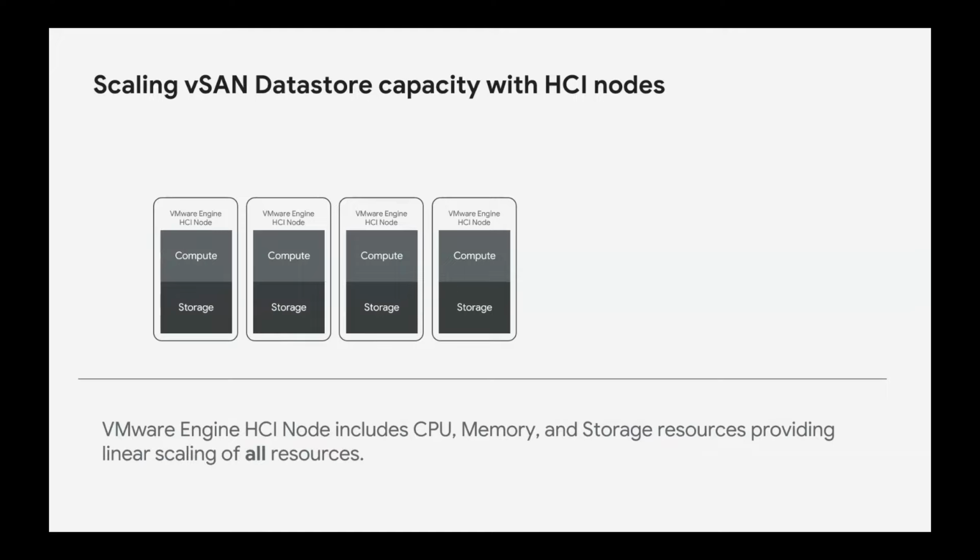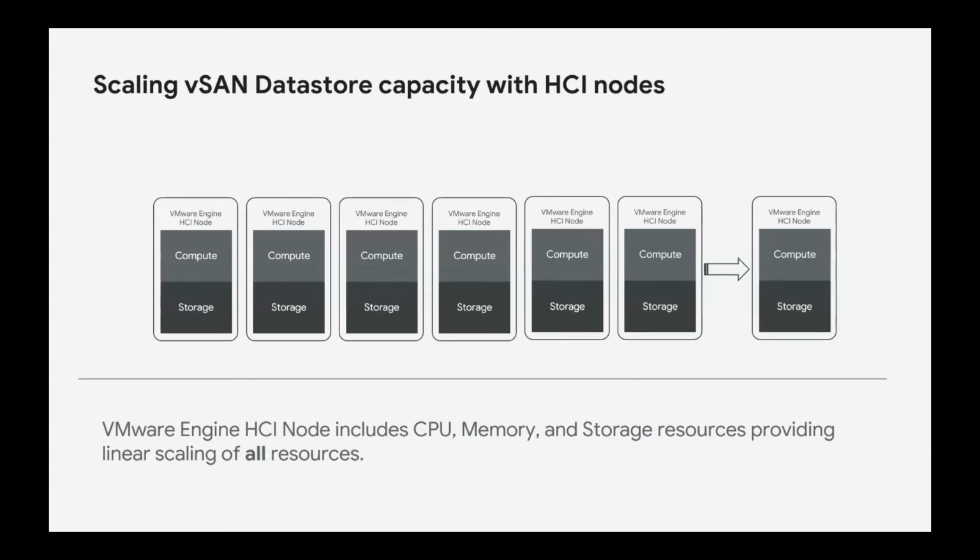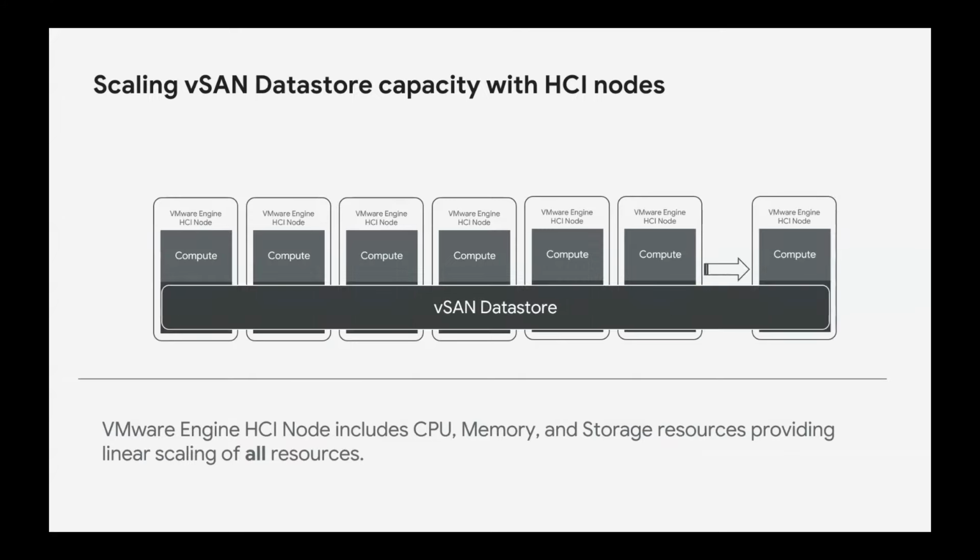To scale a vSAN data store with hyper-converged infrastructure nodes, you simply add additional nodes into the cluster. As new nodes are added into the cluster, the vSAN data store expands to include the new nodes. Storage is available to all nodes and therefore all VMs across the cluster. This offers linear scaling of all resources, CPU, memory, and storage, as all nodes within a VMware Engine private cloud must be the same hardware type and contain an identical amount of CPU, memory, and storage.